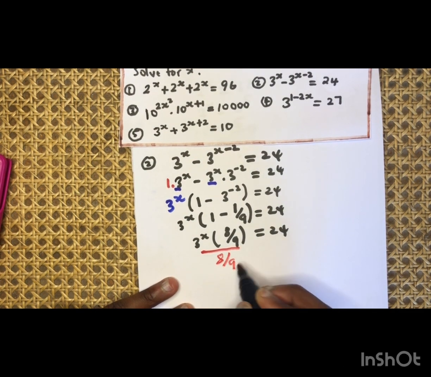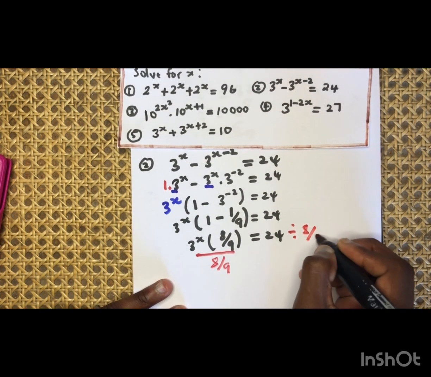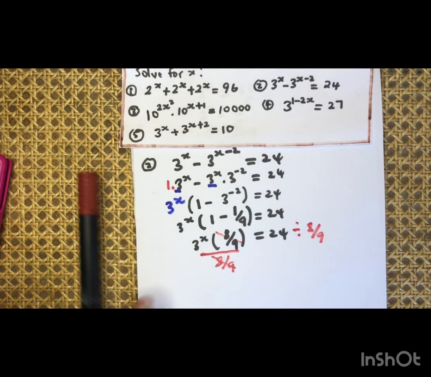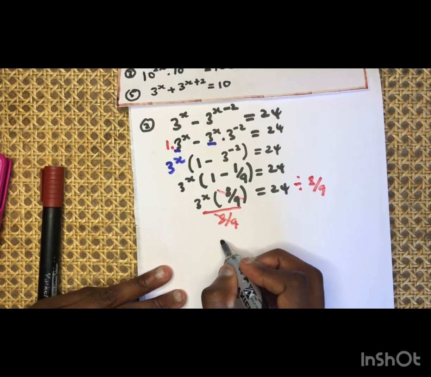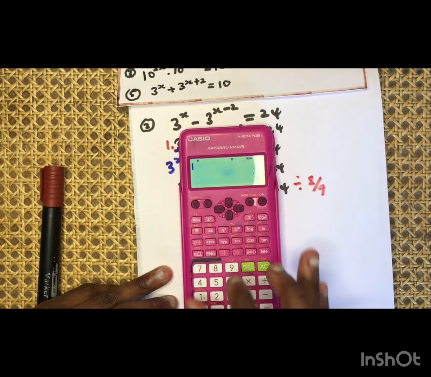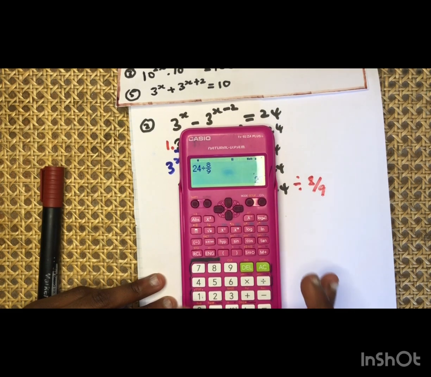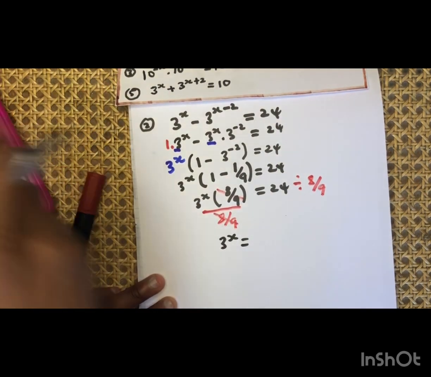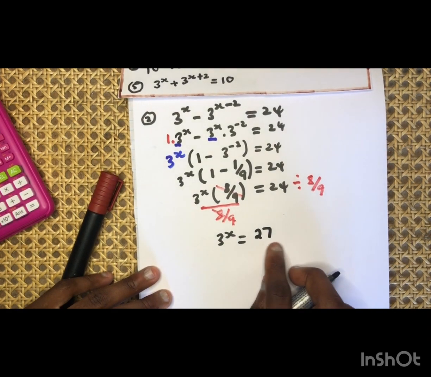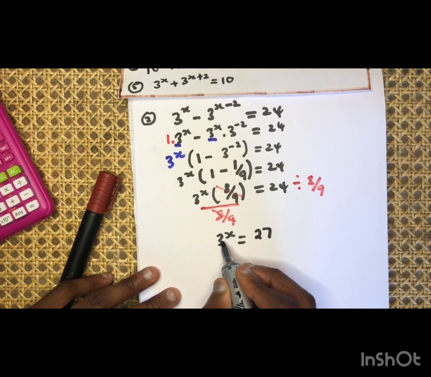Since this is a fraction, I'm going to put a normal divide and say 8 over 9. This cancels this, guys. Understand? So now you are left with what? 3 to the power x equals. So if you say 24 divided by 8 over 9, can you see that you get 27? So now on your right side you have 27. Now you need to find the prime base of 27. So we drop this one because 3 is already a prime base.